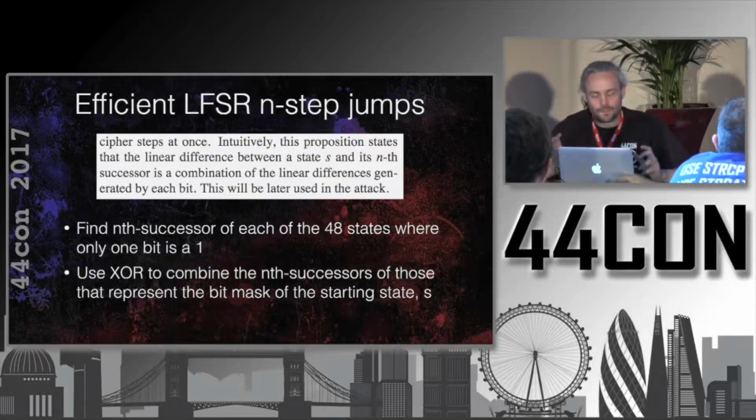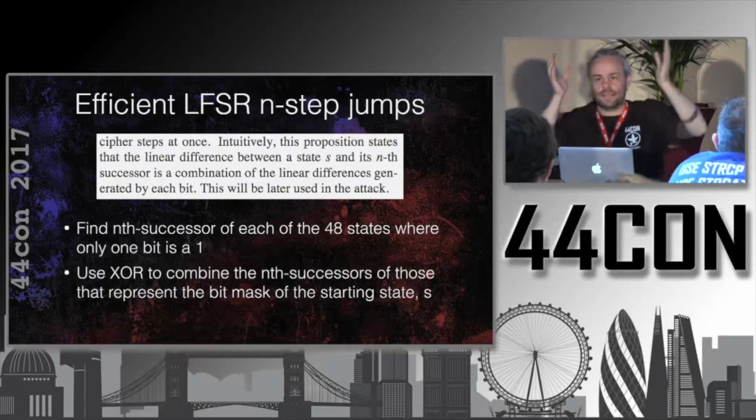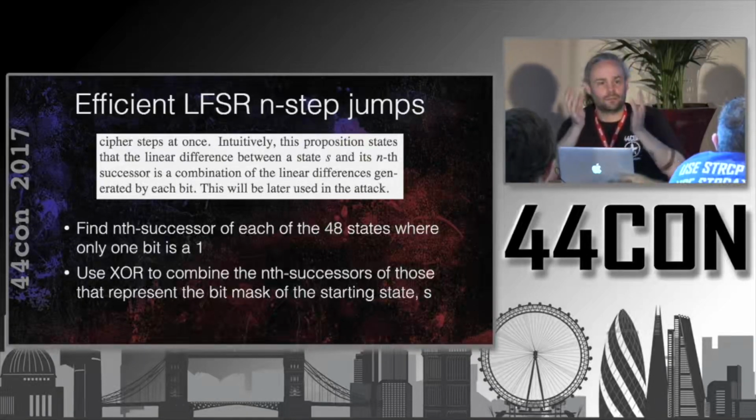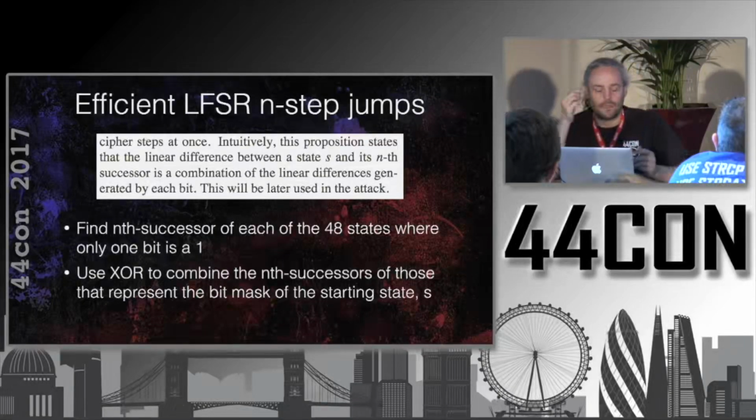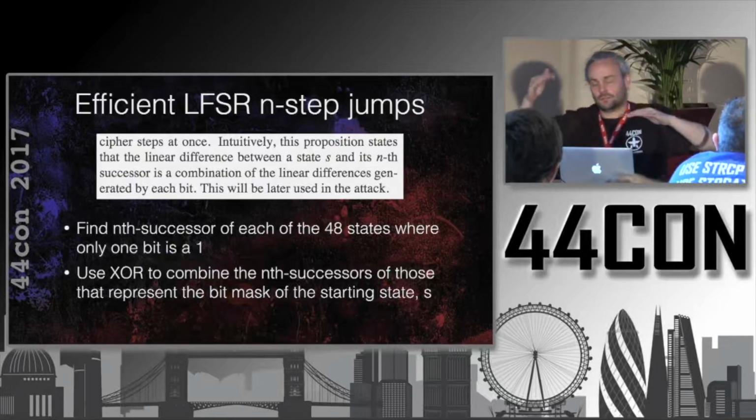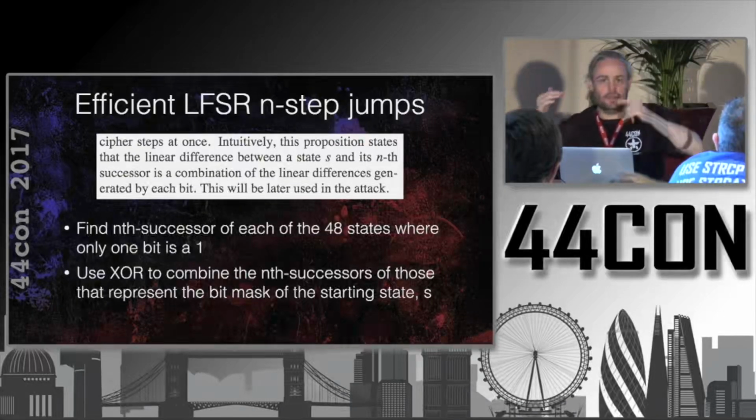So essentially what we're going to do is create 48 states where each one only has one bit that is a 1, right? So we start with all zeros and a 1 on the end, and then shift it in, shift it in, shift it in, all the way through. And we jump those forward by 2048 states. We'd have destination states for every bit.